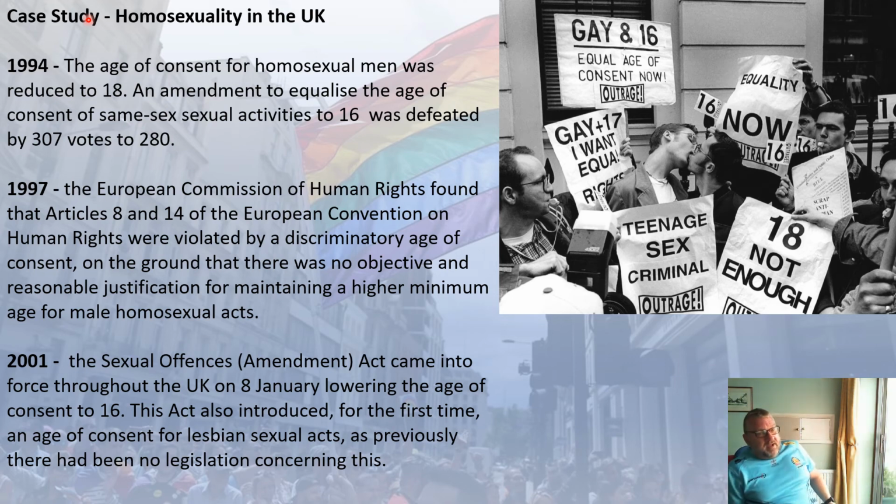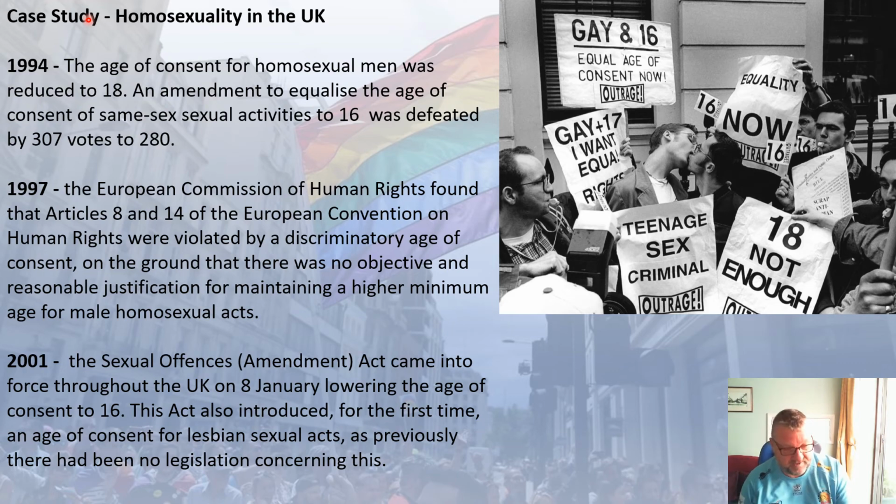Okay. So 2001, the Sexual Offences Amendment Act came in force throughout the UK. It came in on the 8th of January, and that finally lowered the age of consent to 16. So there you go. I'd already been teaching for 14 years before homosexual people had the same rights as heterosexual people. It also introduced for the first time an age of consent for lesbian sexual acts, as previously there had been no legislation for it.